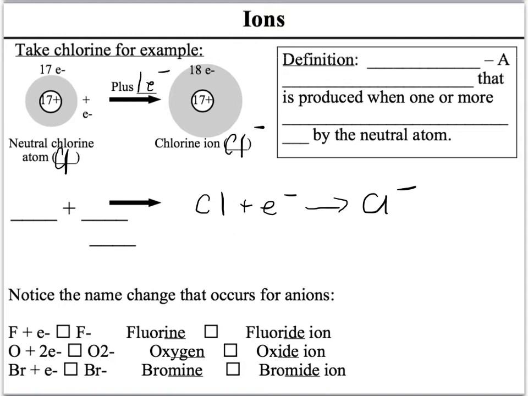And these are called anions. An anion is a negative ion that is produced when one or more electrons are gained by the neutral atoms.